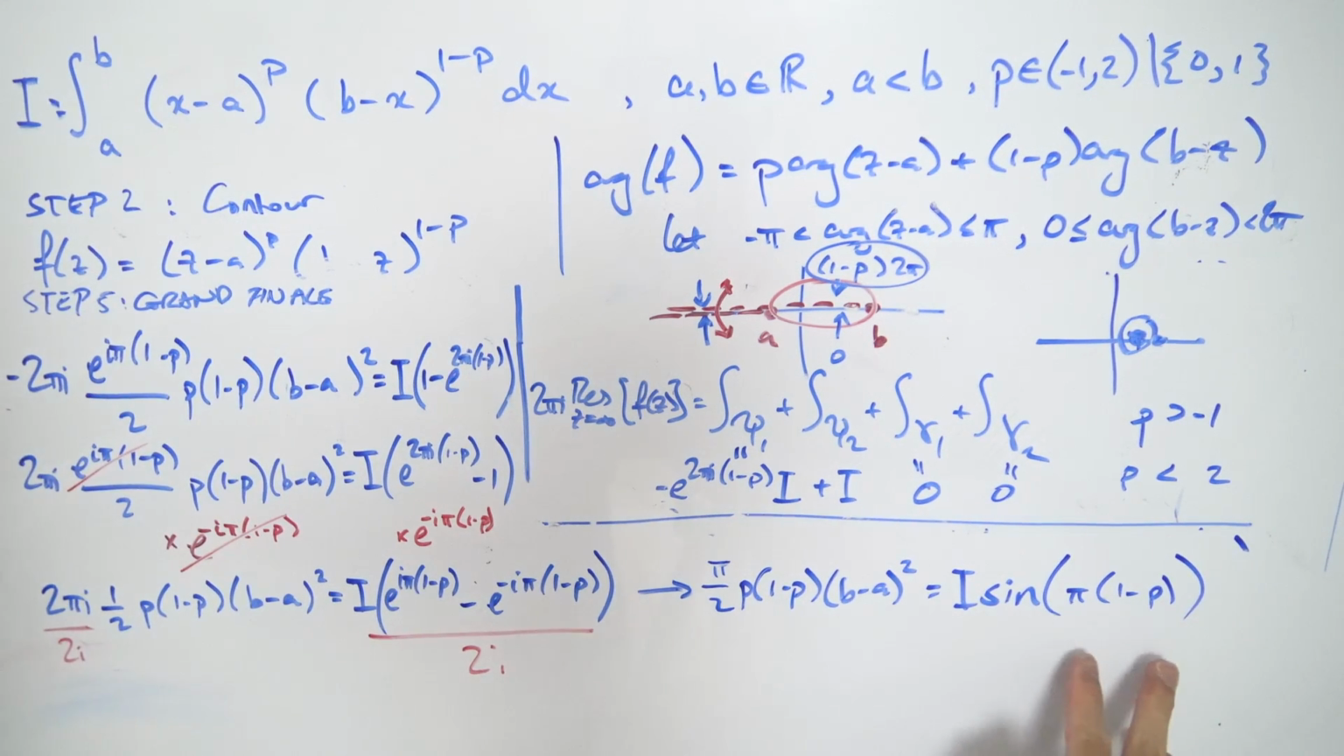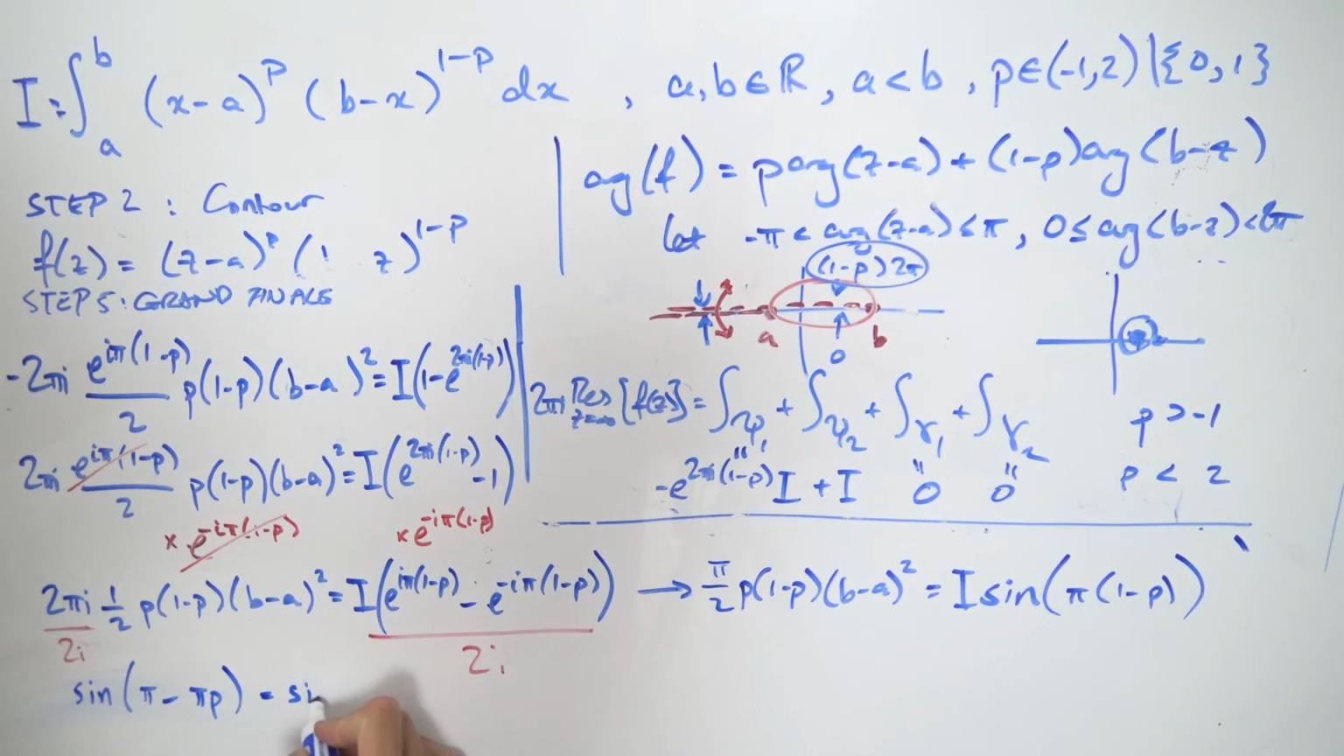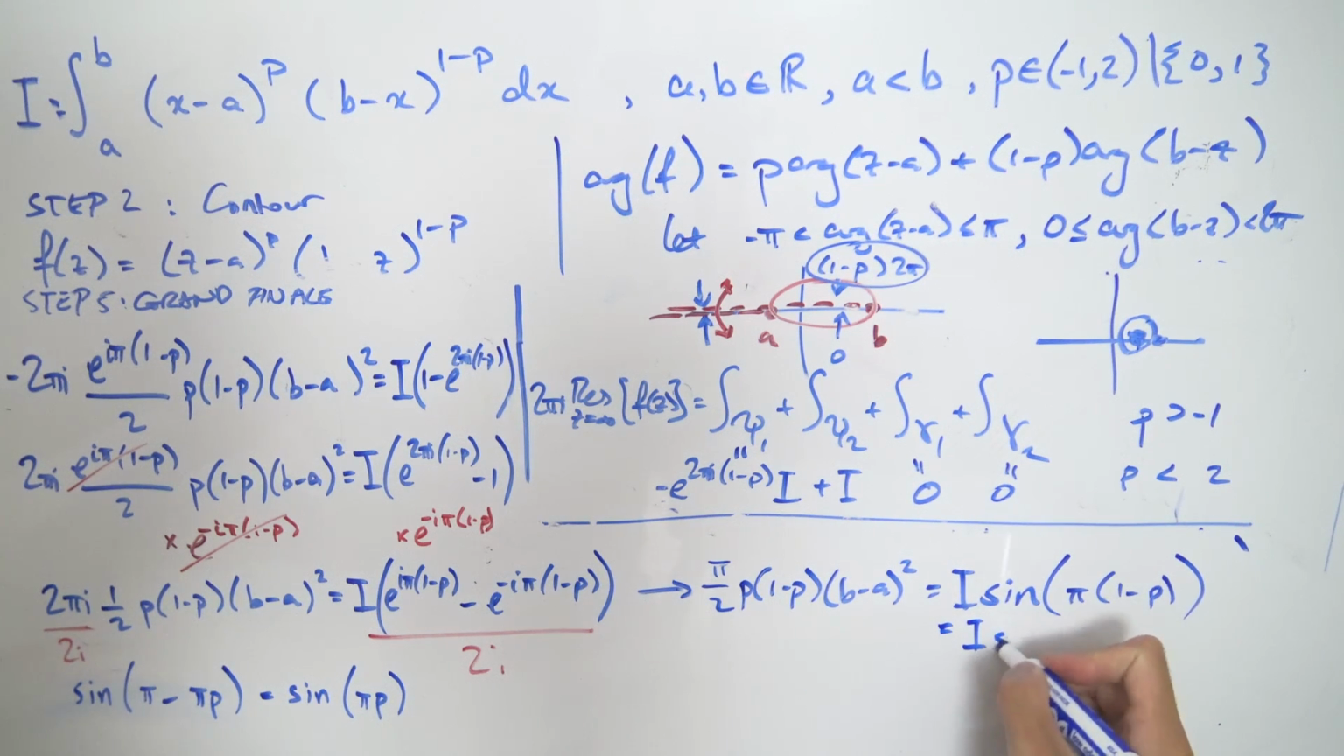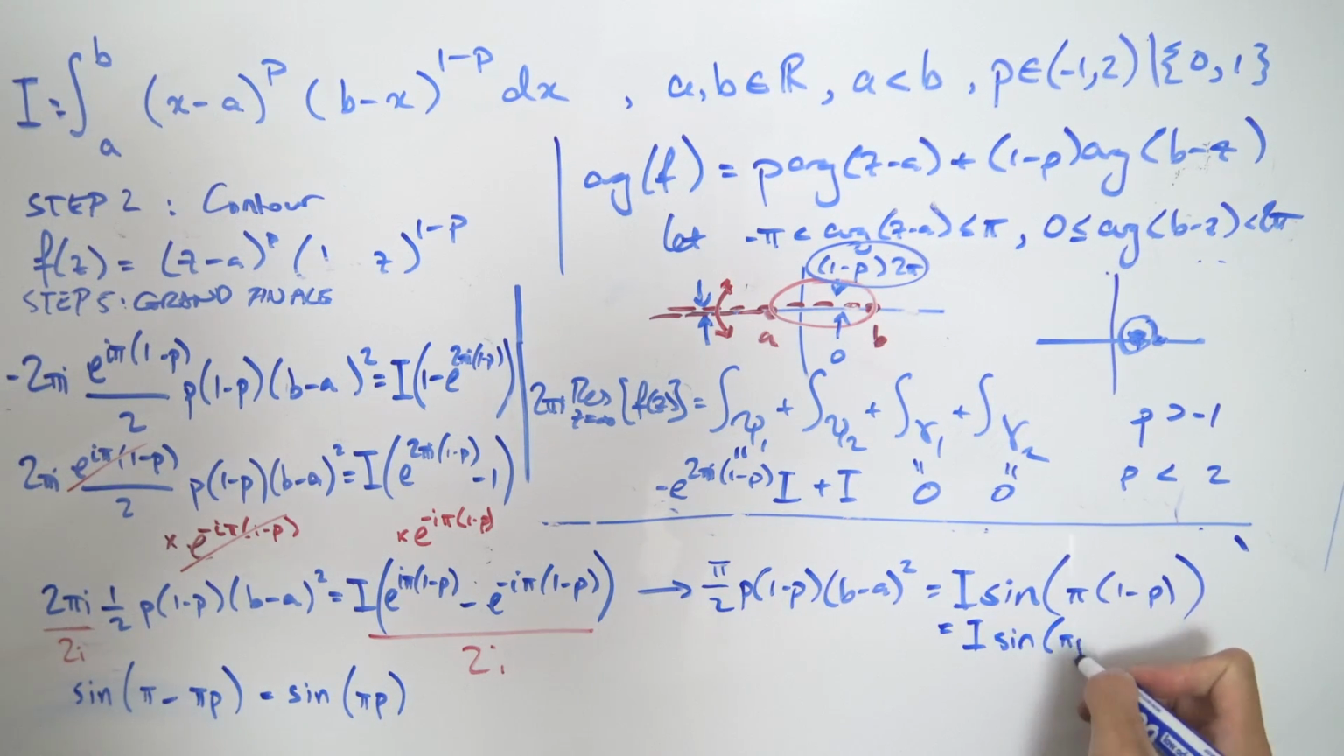And notice one thing over here, we can expand out what's inside of this sine. So we have now sine of π minus πp, but there's a nice identity with the sine. You can kind of think about this as translations. This is going to give you the exact same thing as sine of πp. So we can do that replacement over there. So this is exactly equal to i times the sine of πp.